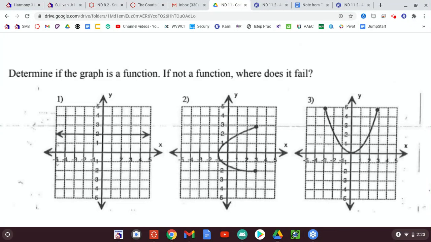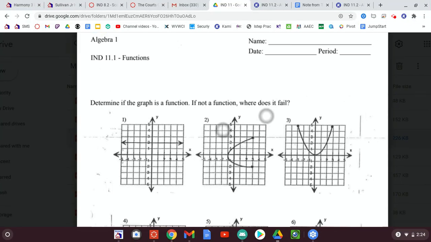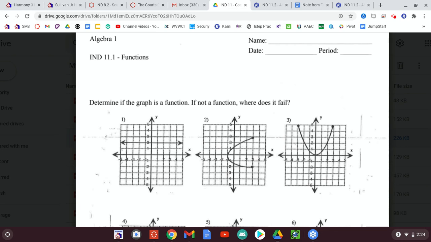All right, we're going to go through the answers from 11.1, and that's this homework assignment. And then we're going to go through yesterday's answers from 11.2, and then we'll talk about the quiz tomorrow.